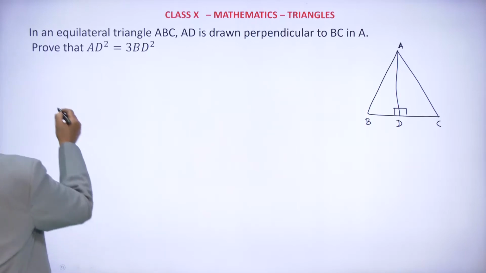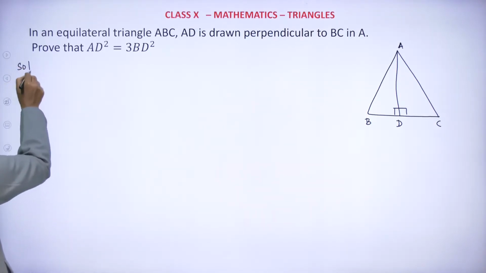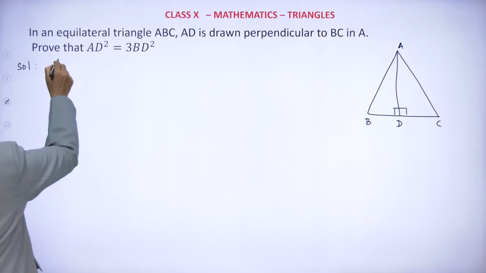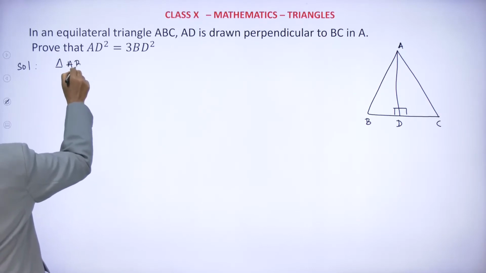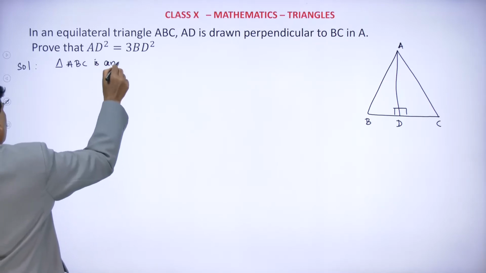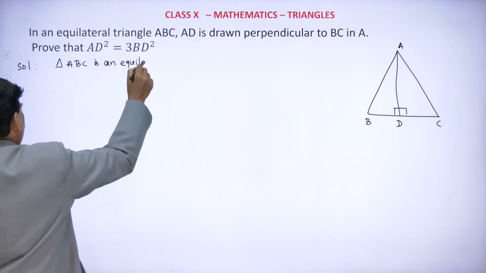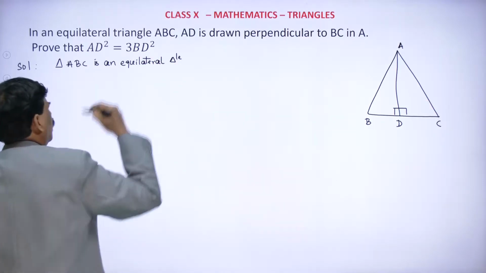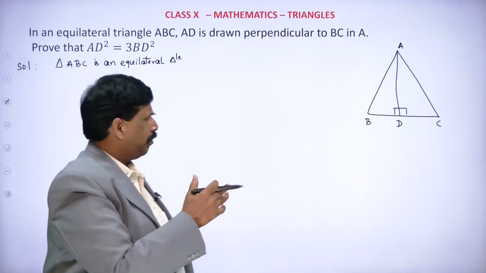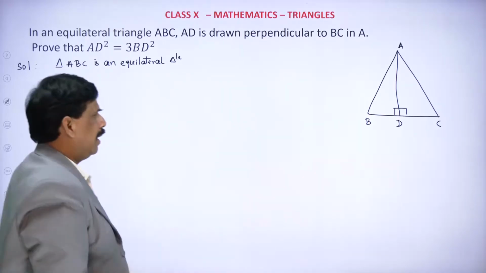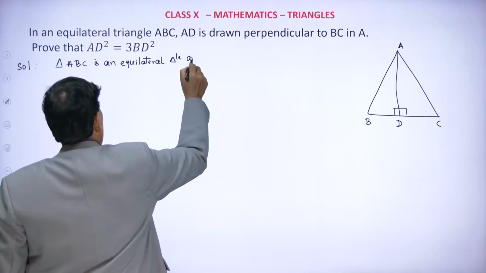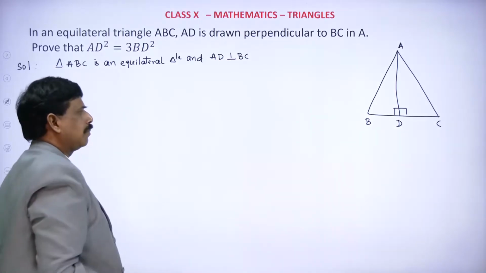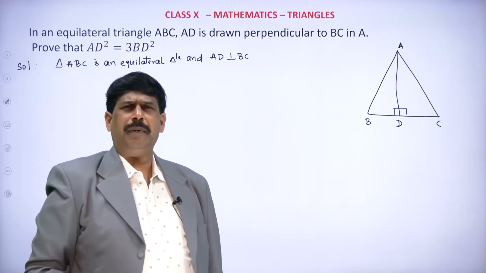So what we have to write here? Triangle ABC is an equilateral triangle. You know, in an equilateral triangle, all sides are equal. That is, AB is equal to BC is equal to AC. And what else do we have? AD is perpendicular to BC. Clear?